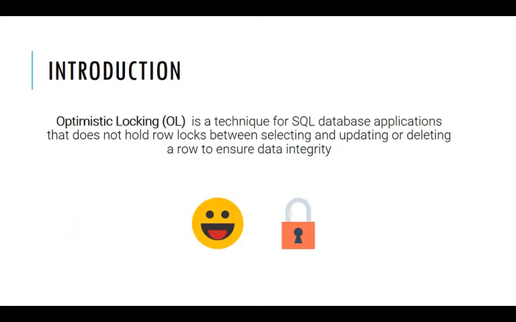So what exactly is optimistic locking? Optimistic locking is a technique for SQL database applications that does not hold row locks between selecting and updating or deleting a row to ensure data integrity. In fact, despite its name, this is achieved without resorting to any locks.